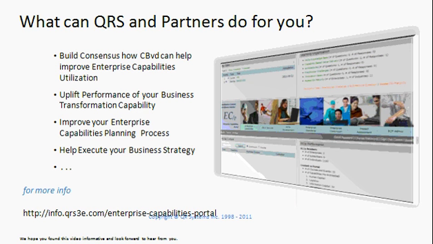What can QRS and its partners do for you? Simple. We can help build a consensus among various stakeholders and help you develop a business case for uplifting the performance of your enterprise architecture practice. We can improve your enterprise architecture planning process. We can help you execute a business strategy. All of these things we do using the capability-based value delivery process that is previously defined in this framework.